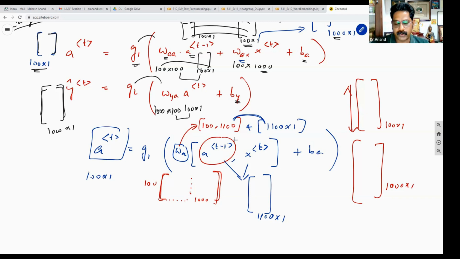This is a more compact representation of the weight matrix. Instead of representing two separate weight matrices, WA of 100 by 100 and WA of 100 by 1000, we concatenate them like this, and then we do a single operation to yield this. Even if you do individual operations, you get the same answer, but this is a more practical representation of the above equation.